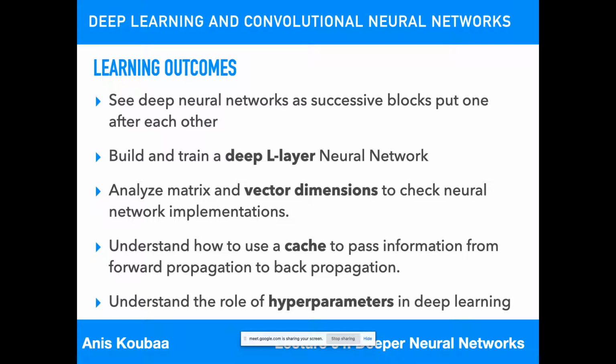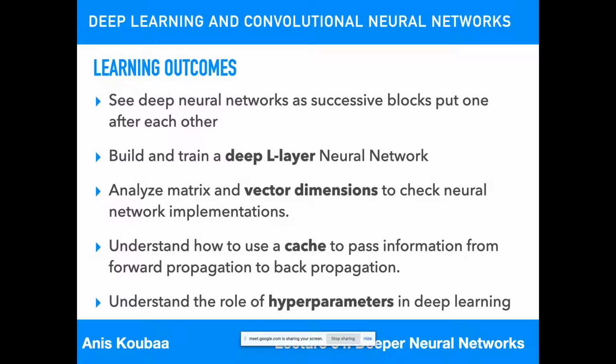So the learning outcomes for today's lecture is first to see a deep neural network as successive blocks put one after each other. Okay, so you can see that a deeper neural network is nothing but just the generalization of the equations that we did with one hidden layer. Instead of having one hidden layer, we're going to have stacked blocks of neural network layers. And then you will also build and train a deep L-layer neural network, and you will analyze the matrix and vector dimensions to check neural network implementations.